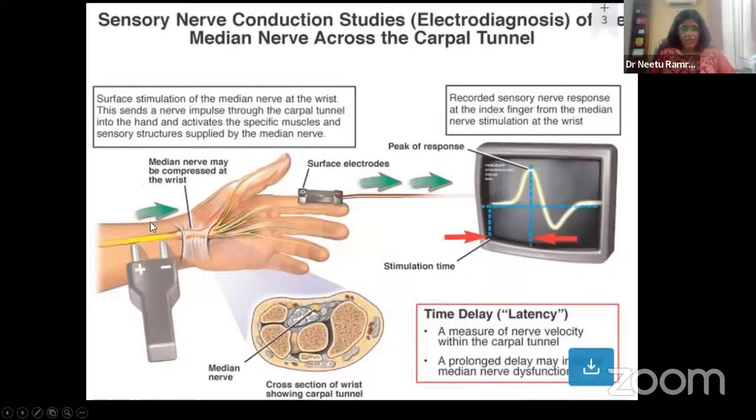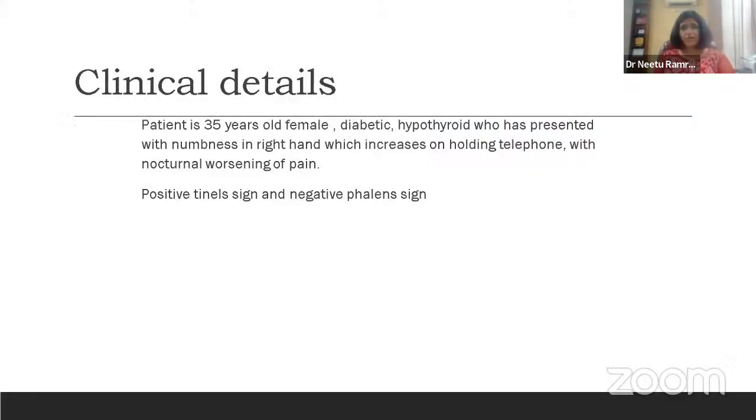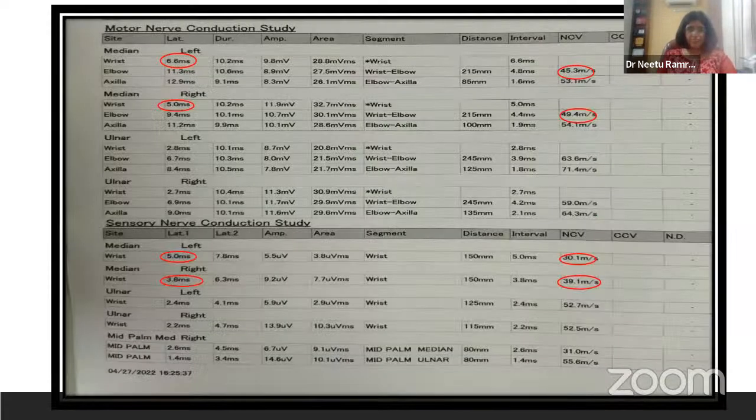I think we've gone through this again. This is the stimulus, this is the electrode, and this is how the conductions are being generated. I'll briefly go over 2 cases to illustrate. This is a 35-year-old diabetic, hypothyroid female who presented with numbness in the right hand, which increases on holding the telephone, with some nocturnal worsening of pain. The patient has a positive Tinel sign and a negative Phalen sign.